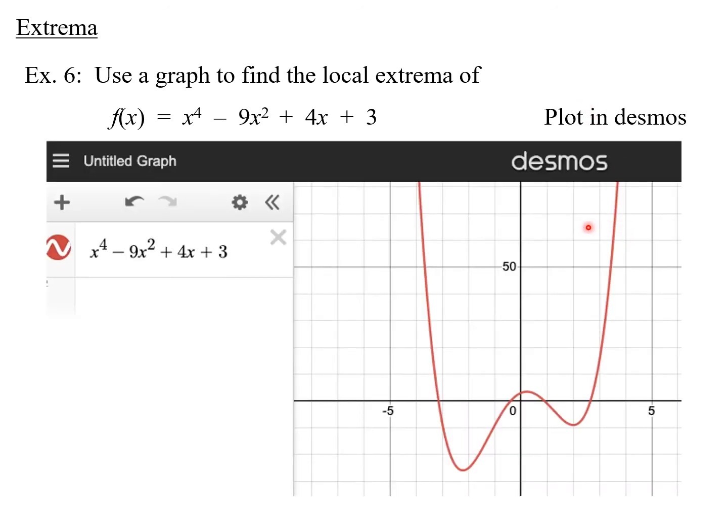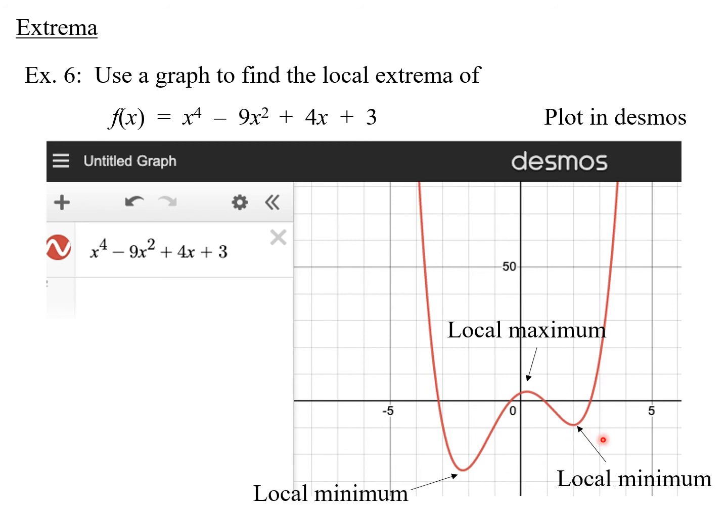Okay, well here's what I came up with. Here's what Desmos gave me. All right, and now we can see, if we talk about local maximums and local minimums, maxima or minima, there's a local maximum right here. Okay? And then there's a local minimum right there and right there. Okay? And that's how you find the extrema. You simply graph it and then look at where it momentarily peaks and momentarily dips.